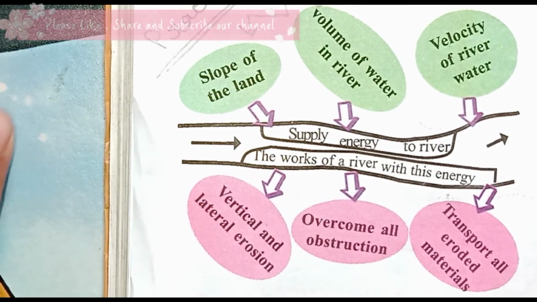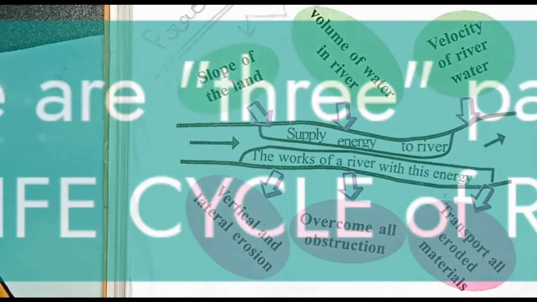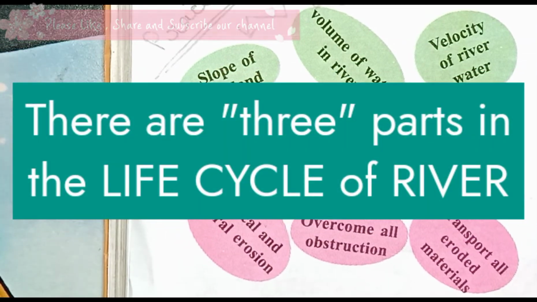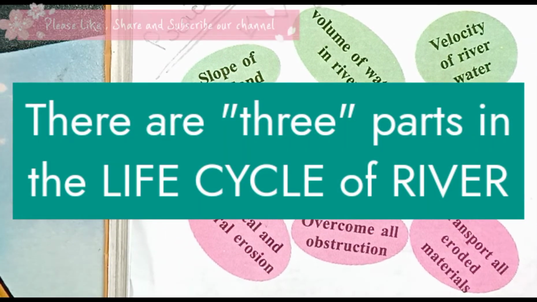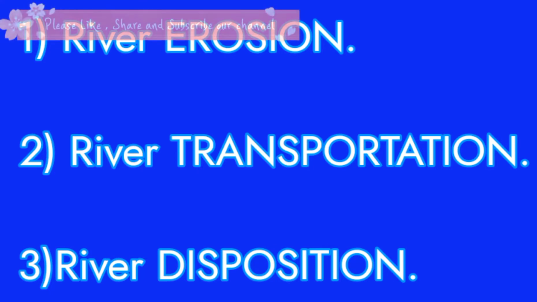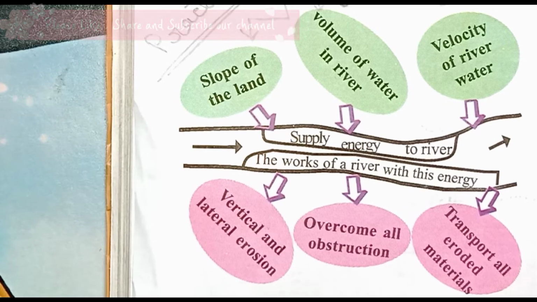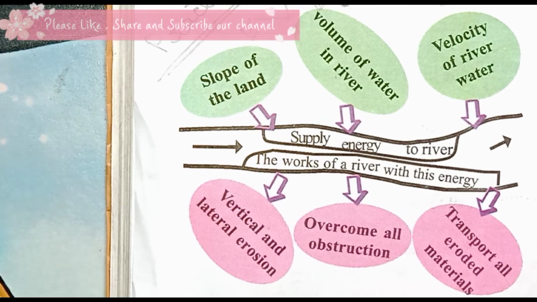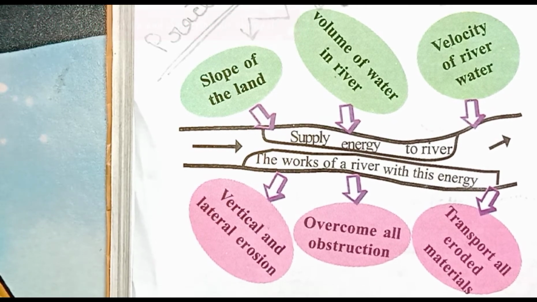Now we can see that there are three parts in the life cycle of a river. First is river erosion, then river transportation, and the third part is river deposition. These three works of a river depend on the power of the flow of water.